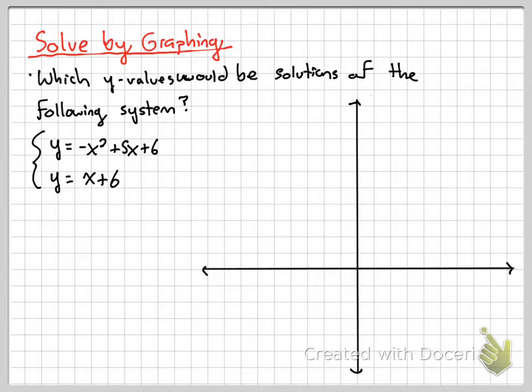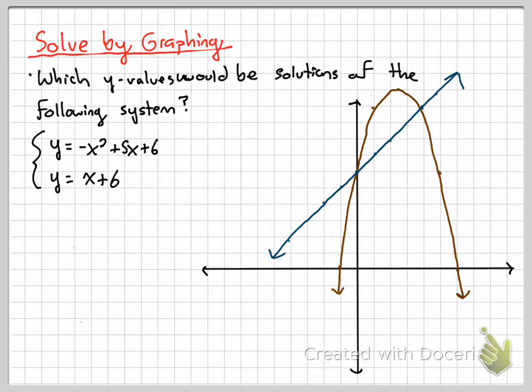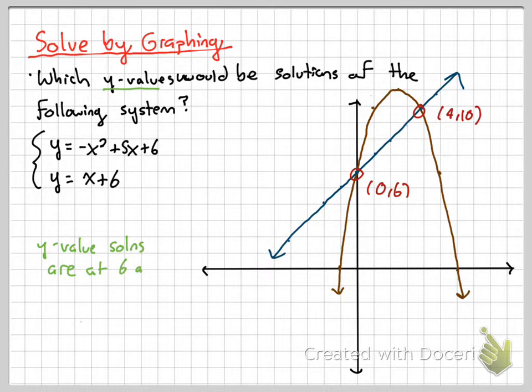If I were to graph these in my calculator, I would have a parabola that looks like this, and I would have a linear equation that looks something like this. So here, just by looking at this picture, I can see that I have two solutions. In the TI Inspire, I'm going to learn where to find these. Looking at this graph, I see I have solutions at (0, 6) and (4, 10). So in this equation, they're asking what y values would be solutions. I would say the y value solutions are at 6 and 10. And then I'd be done. That would be my answer.